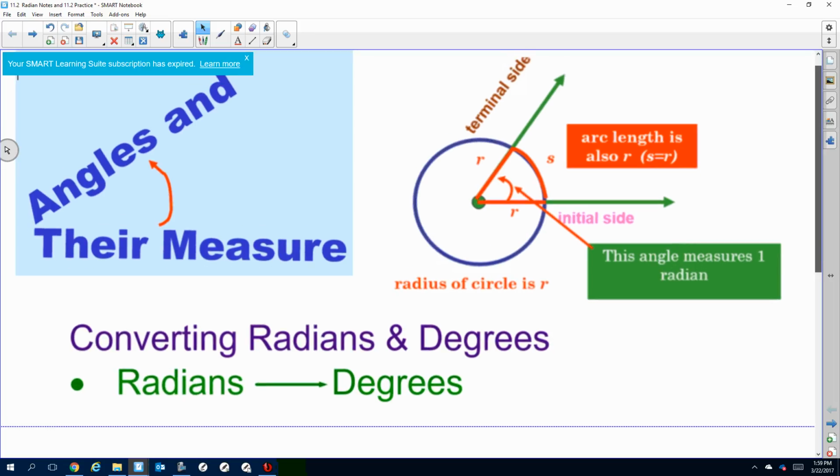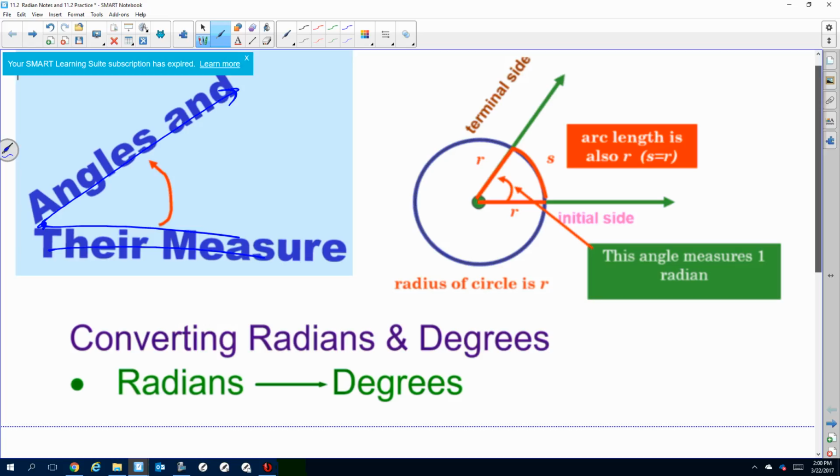But we're going to look at angle measurements. Normally, we look at an angle measure in degrees. An angle is two rays that meet at a common vertex. Now we're going to measure that angle in radians instead of degrees.